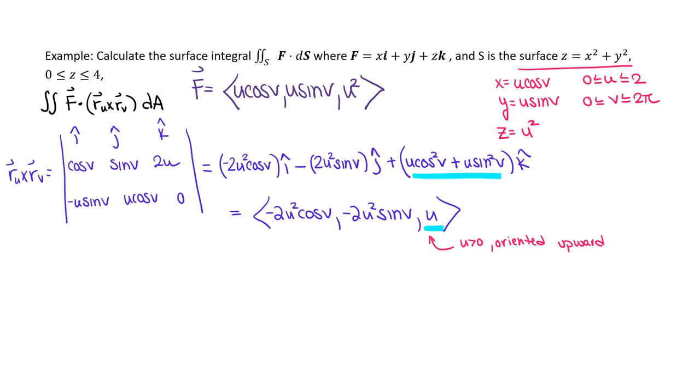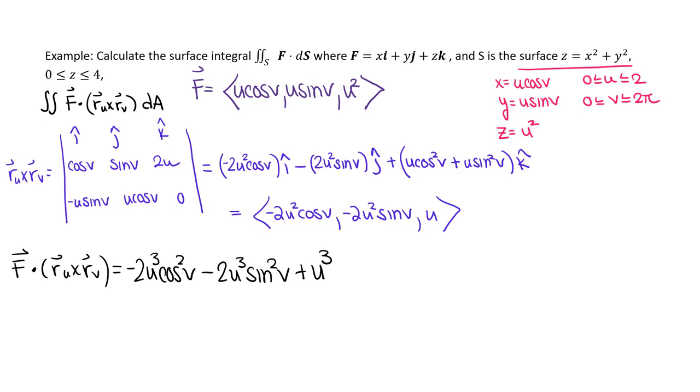I do want to point out that the k component, the z component, is u, which is positive. The u's are always between 0 and 2. So this vector is oriented upward. So we're talking about the surface being oriented upward. That's important if we expect to get the same answer as in the previous problem. If that third component was negative, I would just multiply everything by -1 to orient it upward.